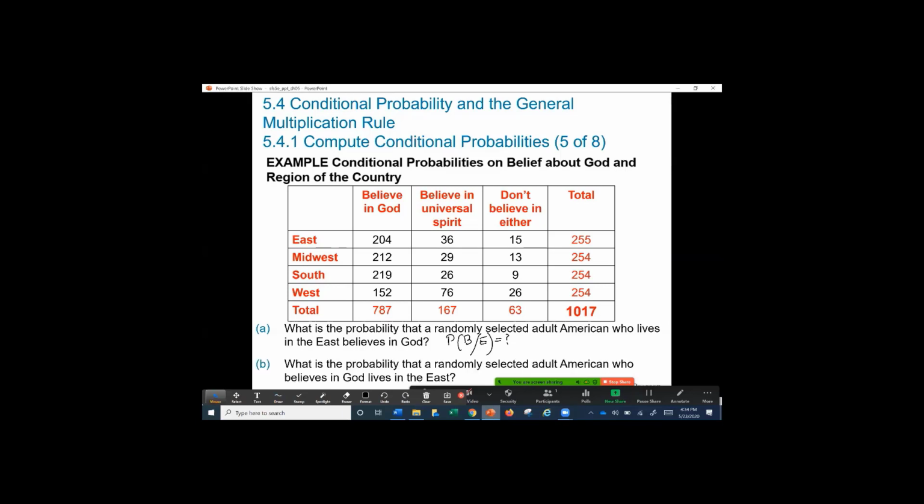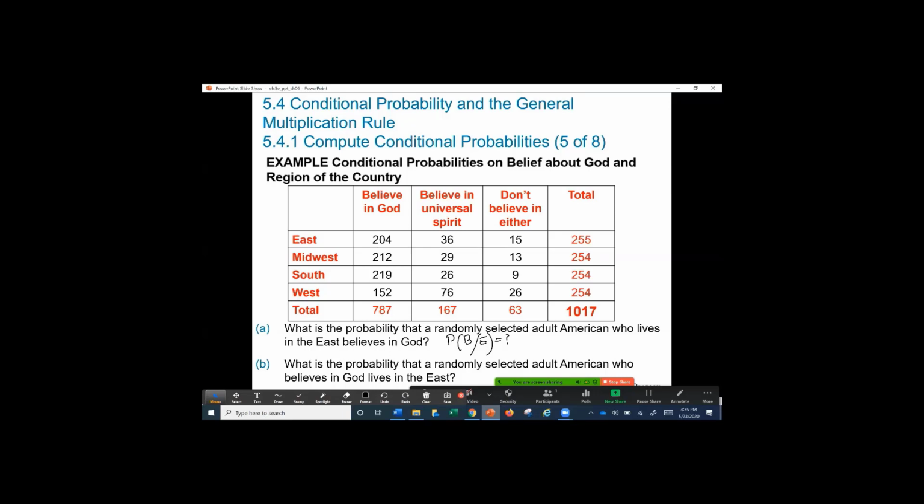My second question, what is the probability that the randomly selected adult American who believes in God lives in the East? The same question, what kind of compound event is this? What is the connection? And, or, conditional? Obviously it is conditional. What is the condition? Who believes in God. That is my new sample space. All people who believe in God.